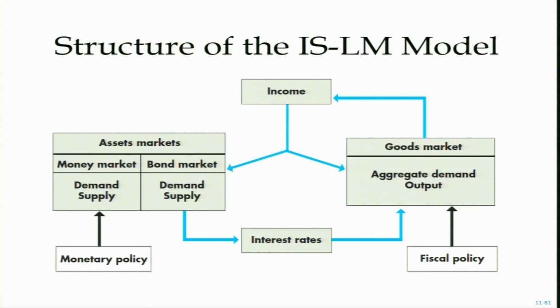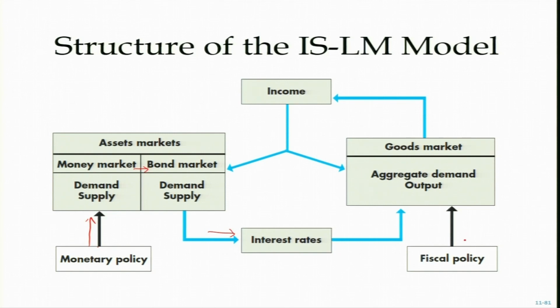So this is the larger picture, the structure of the ISLM model. What we have discussed so far is putting in the ISLM model, plugging or introducing monetary and fiscal policy. These are the two important components of economic policy. Monetary policy affects the money market, and it also affects the bond market. This has an implication on the interest rate.